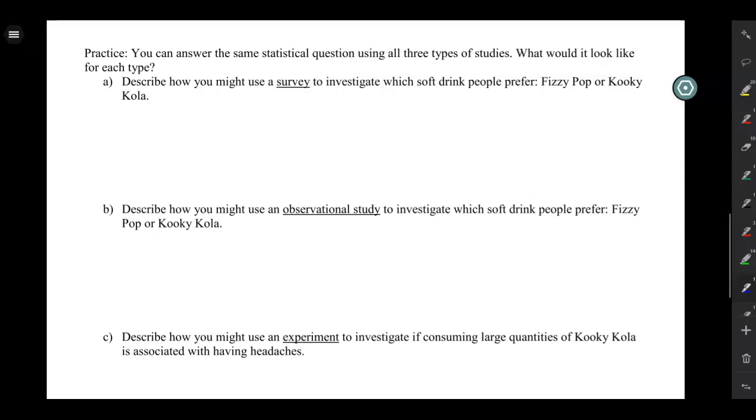So in example A, we are going to talk about how we could design a survey to investigate which soft drink people prefer, Fizzy Pop or Coca-Cola. So an easy thing to do would just be to ask a bunch of people.